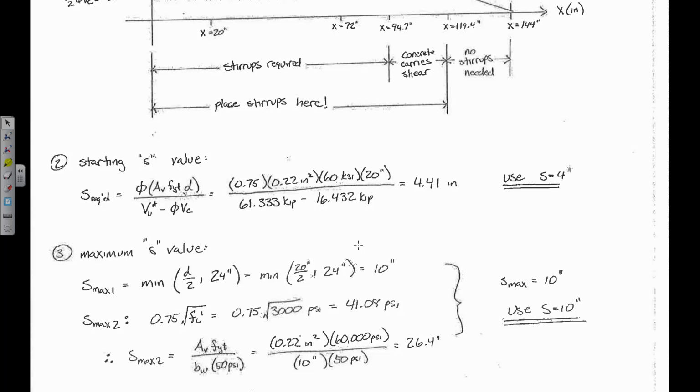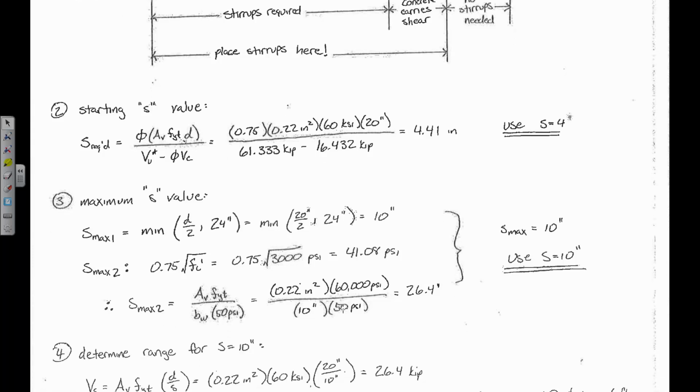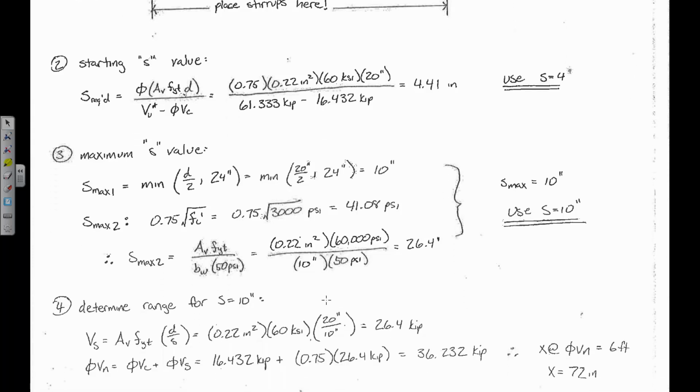Okay? And so how do I do that? Well, let's look at how strong that is. So let's determine the range for S equals 10 inches. Okay? So if I were to use a 10-inch spacing, what do I get? Well, V sub S is Av fy d over S. So that comes out to be 26.4 kips. And then phi Vn is phi Vc plus phi Vs, plug and chug, and I get about 36 kips. Is everybody okay with that? Now here's my shear diagram. Remember, this is 44 kips, and this is 24 kips.